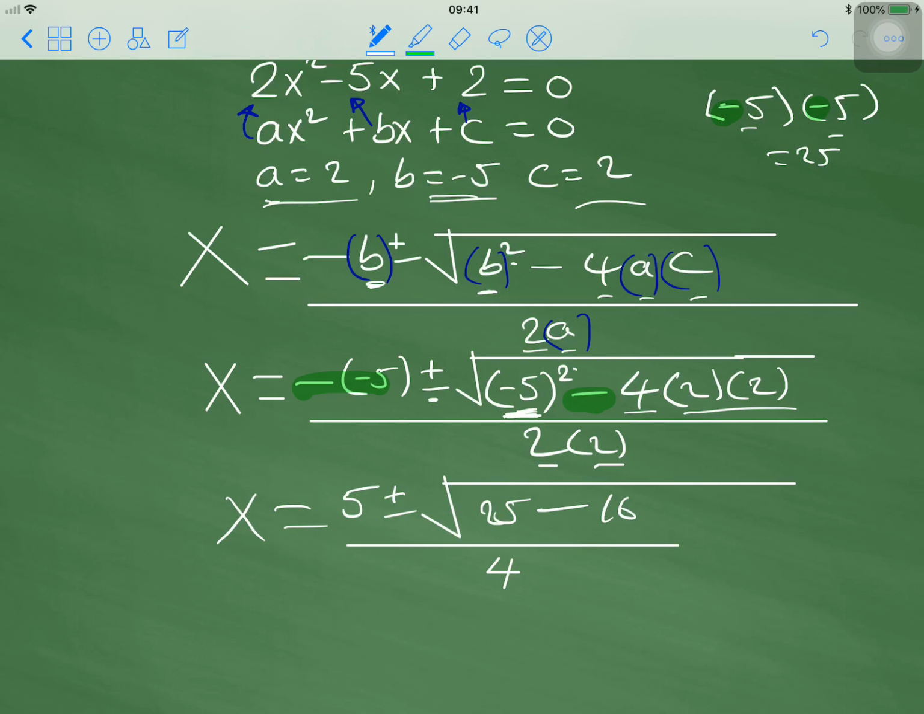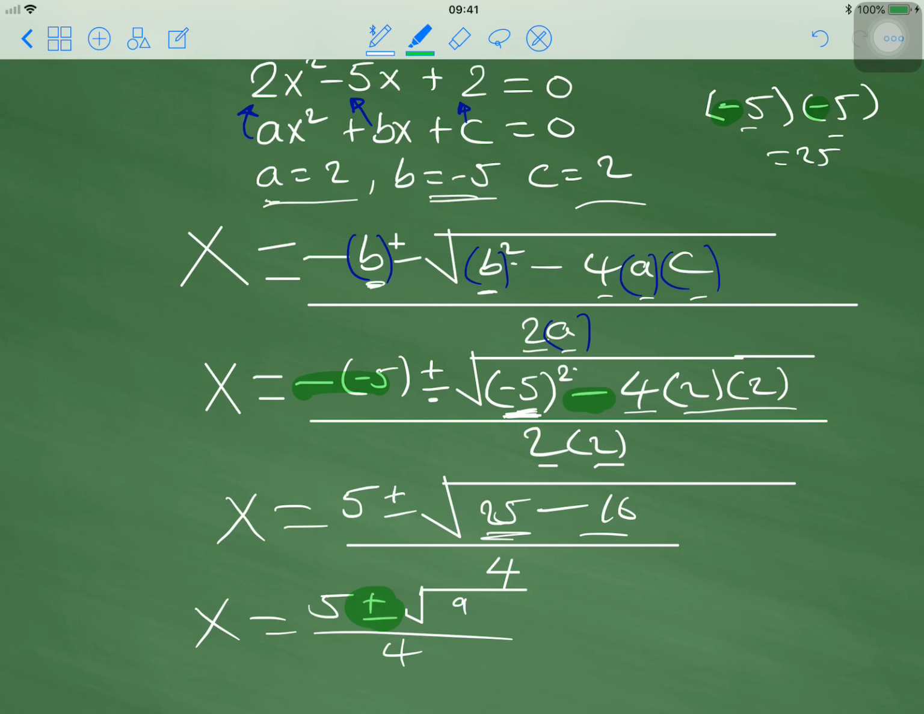Okay, we can simplify. We are going to have x equals 5 plus and minus the square root of 25 minus 16 is 9, so the square root of 9, divided by 4. At this point, we can easily calculate the two values of x. Why is it two values? Because we have two signs, plus and minus.